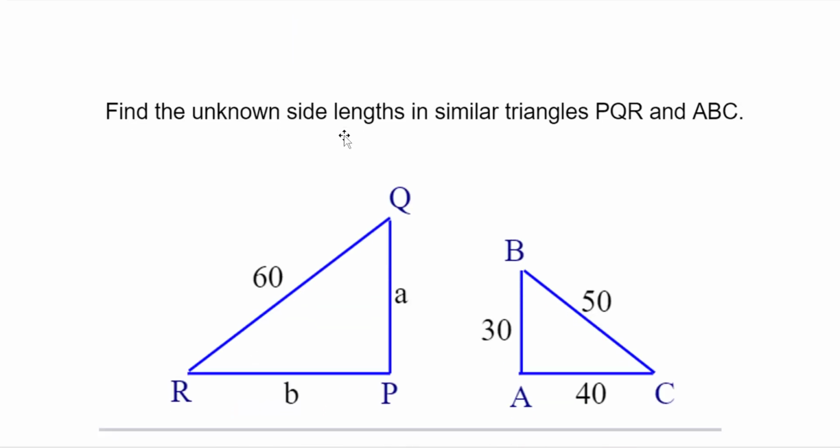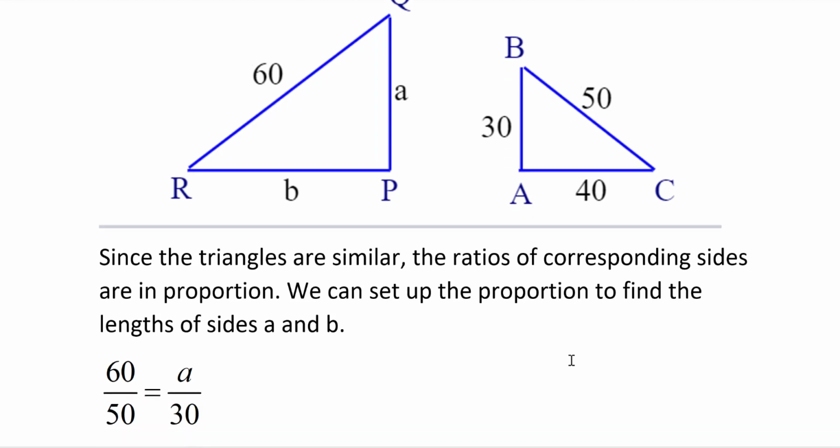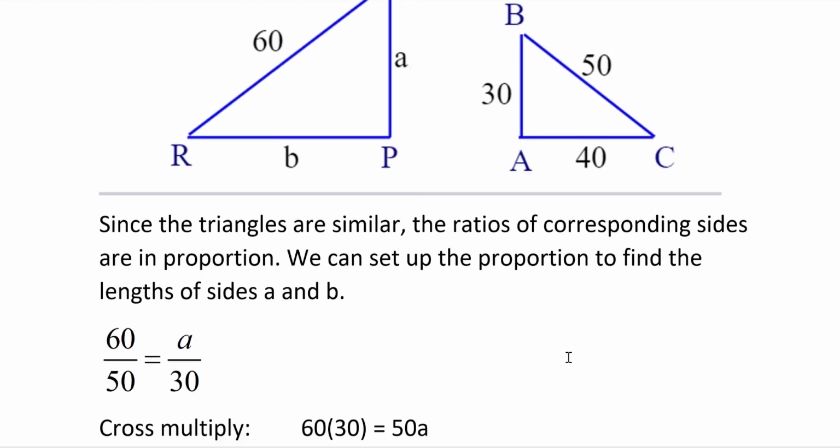Find the unknown side lengths in similar triangles PQR and ABC. Since the triangles are similar, the ratios of the corresponding sides are in proportion. We can set up the proportion to find the lengths of sides A and B. We'll work with side A first. And we notice that the proportion of 60 to 50, so the hypotenuse to the hypotenuse, must be equal to A to the corresponding side length on the other triangle of 30.